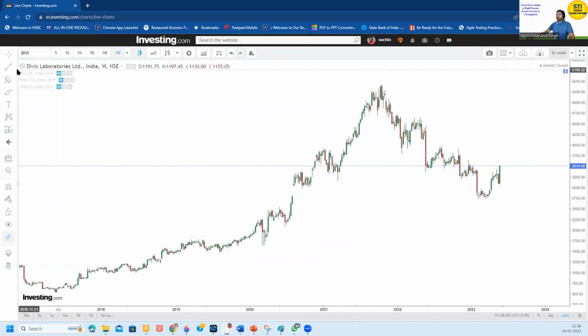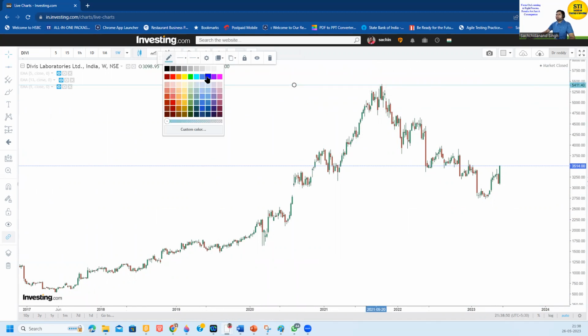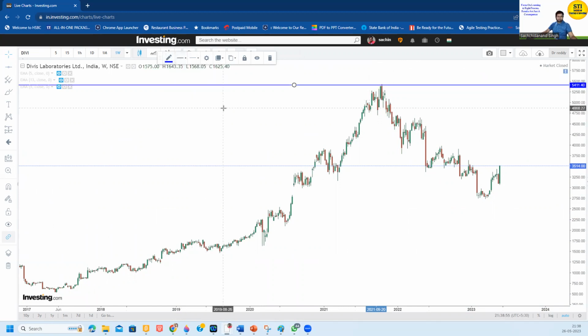Okay, so if we put any horizontal line, you choose the horizontal line from the second toolbar option, so click on this one and then select the horizontal line. If you click on the topmost price point, a horizontal line will be drawn there. You can select the color based on your choice, and you can increase or decrease the thickness of the line as much as you want. And this particular line is an example of a trend line.